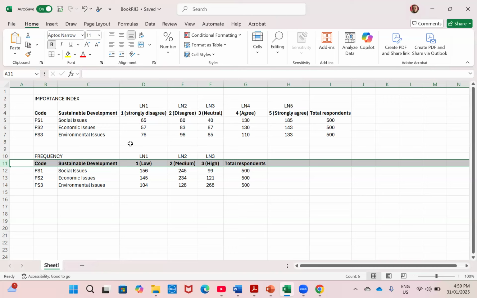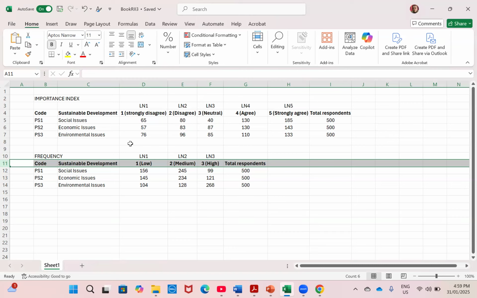If you take economic issues, 57 strongly disagree, 83 disagree, 87 neutral, 130 agree, 143 strongly agree. Environmental issues, 76 strongly disagree, 96 disagree, 85 neutral, 110 agree, 133 strongly agree. Okay, so that is about the importance.